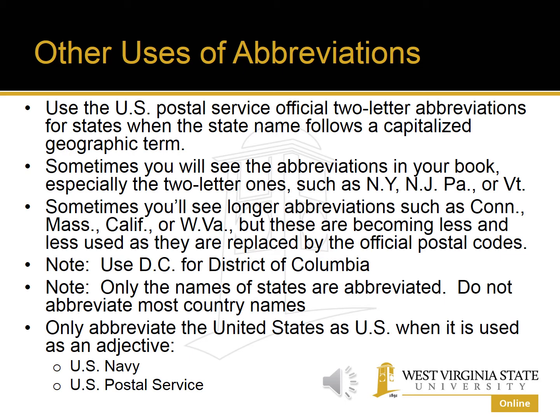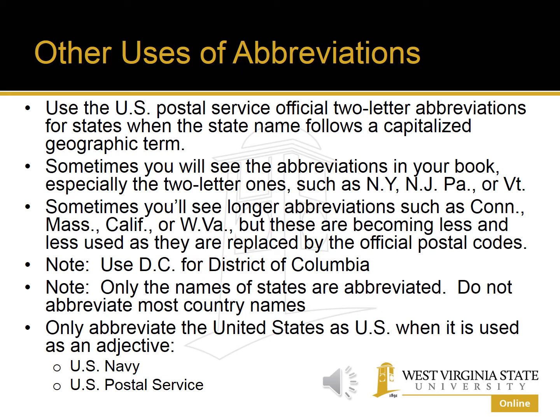Also note that for the District of Columbia, the official use there is with periods, D period, C period. Another thing to point out is that only the names of states are abbreviated. Do not abbreviate the names of countries. The exception is with the United States.